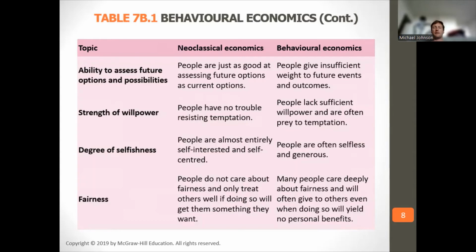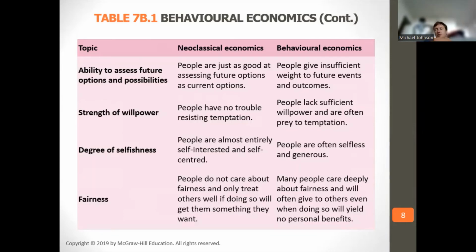And then degree of selfishness. Neoclassical economics, people are almost entirely self-interested and self-centered. Behavioral economics, people are often selfless and generous. So those are very different views in terms of what they think about people's motivations. And then fairness, neoclassical economics, people do not care about fairness and only treat others well if doing so will get them something they want. And then behavioral economics, many people care deeply about fairness and will often give to others, even when doing so will yield no personal benefits. So these are very different views of people.